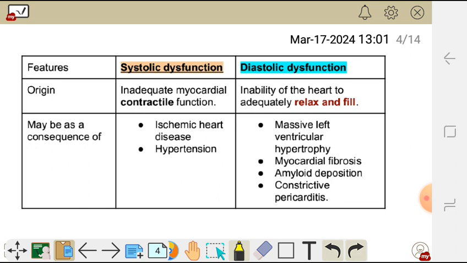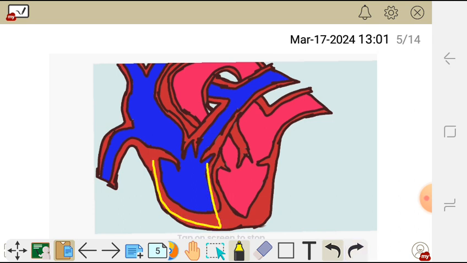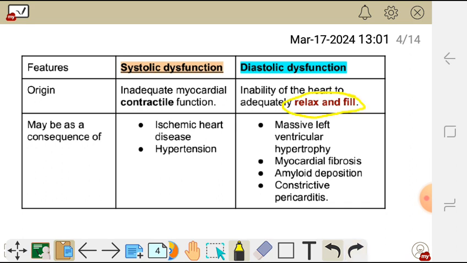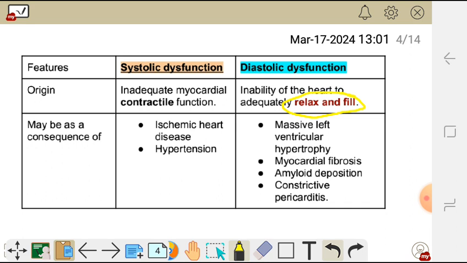We also have myocardial fibrosis. If you have fibrosis in the myocardium of the right ventricle, then the myocardium won't relax properly. We said here it is failing to relax. So with fibrosis, the myocardium is not relaxing properly, and that will cause this diastolic dysfunction.